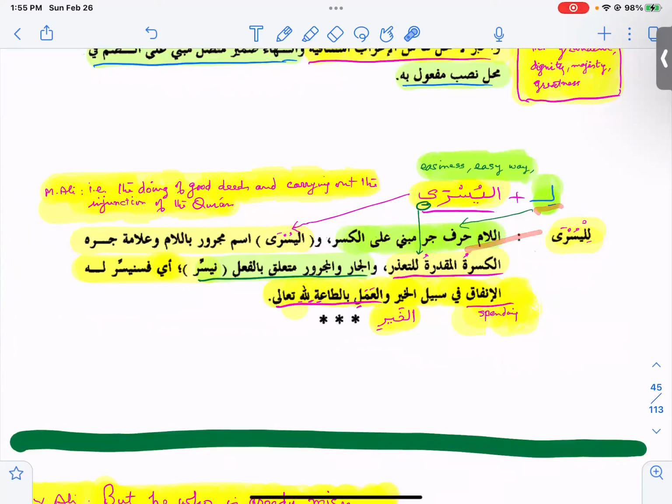Li is harfu jar. Yusra means easiness, easy way. So, li, lam harfu jar, mabni ala l-kasr, fine. Yusra, it is majrur because of harfu jar. Ismun majrurun bil-lam, wa alamatu jarrihi al-kasratul muqaddara. So I have put here a kasra muqaddara, for ta'adhdhur. Ta'adhdhur means for difficulty. We cannot put a dhamma, fatha or kasra if something ends in ya or waw. That is why we say ta'adhdhur, difficulty. So I have put this here, only for your information. This is kasratul muqaddara.